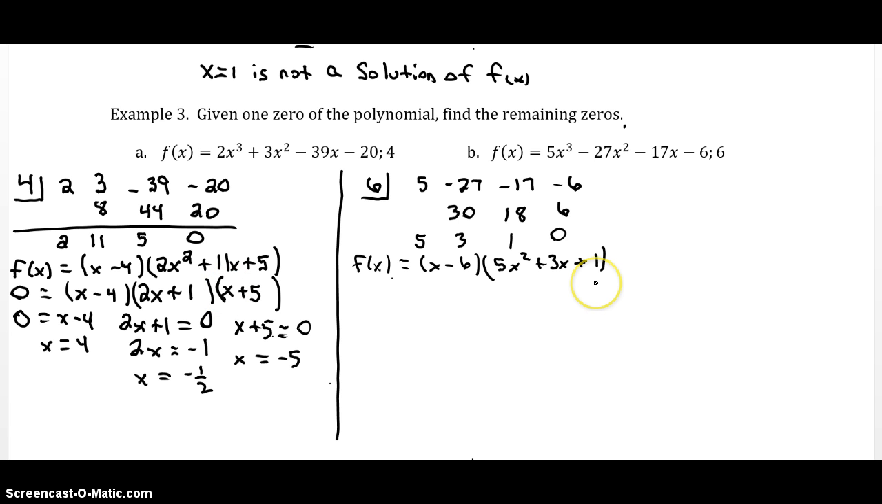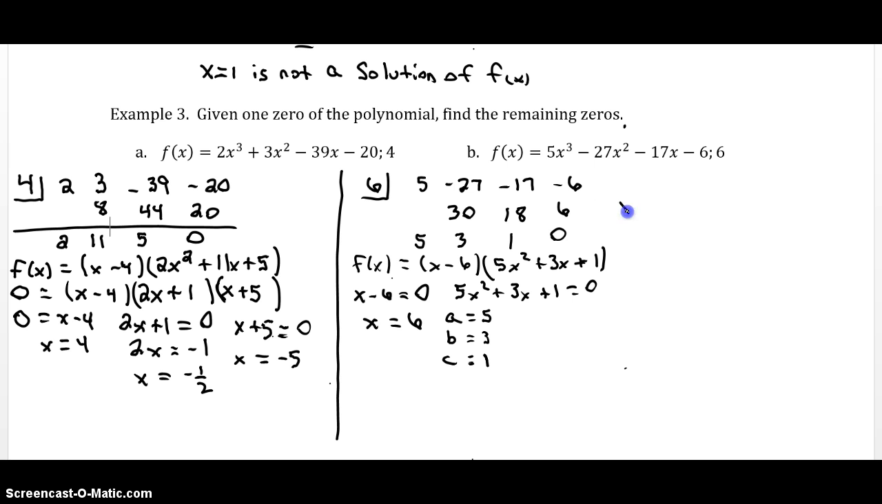This one will not. So I'm going to set x minus 6 equal to 0, add 6 to both sides, and that solves that part, even though I knew 6 was a solution already. Then I'm going to set 5x squared plus 3x plus 1 equals 0, and use the quadratic formula where a is 5, b is 3, and c is 1.